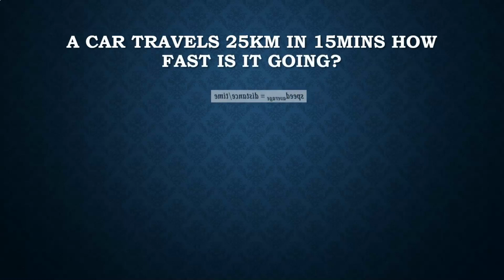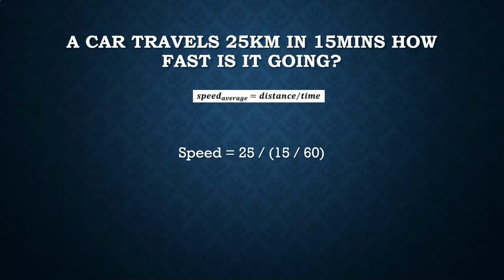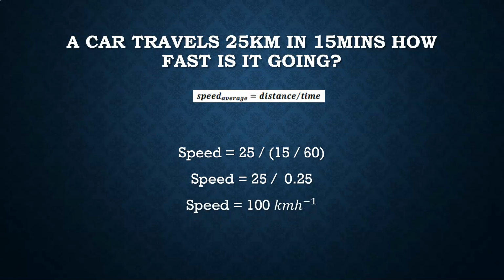All right, got another one. A car travels 25 kilometers in 15 minutes. How fast is it going? So we've got our formula there. Our speed equals 25 kilometers, and then what I've done is I've just put in brackets here, 15 divided by 60. So I've kind of missed a step and put it all in together. So we need to work that out in hours. 15 divided by 60 is 0.25 hours. So speed equals 25 divided by 0.25, and when we do that, we get 100 kilometers per hour.